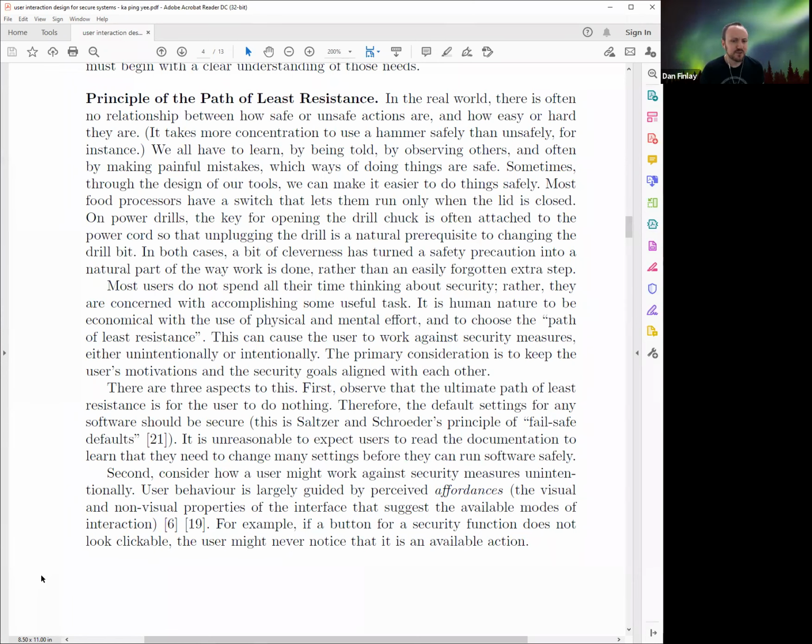Second, consider how a user might work against security measures unintentionally. User behavior is largely guided by perceived affordances, the visual and non-visual properties of the interface that suggest the available modes of interaction. Affordances, I'm not sure we're going to be reading an article that uses that, but it's something like a button that's associated with your ability to do something.